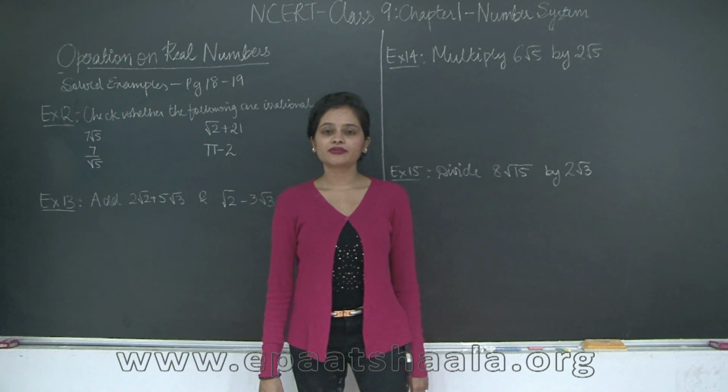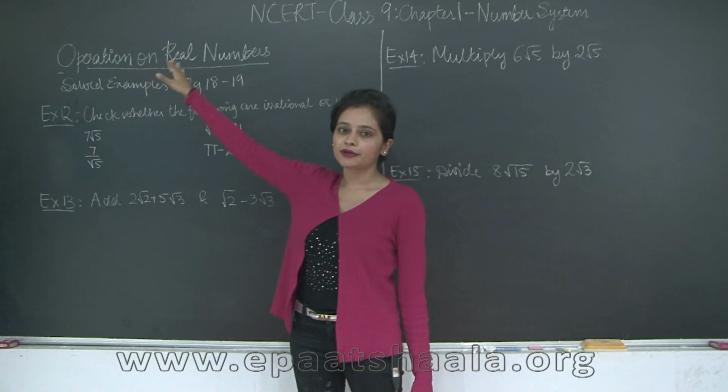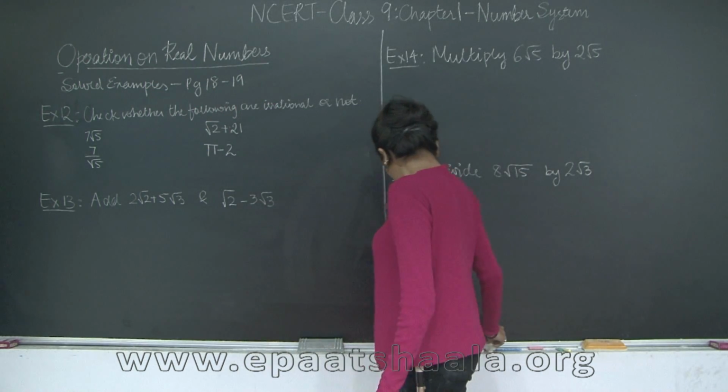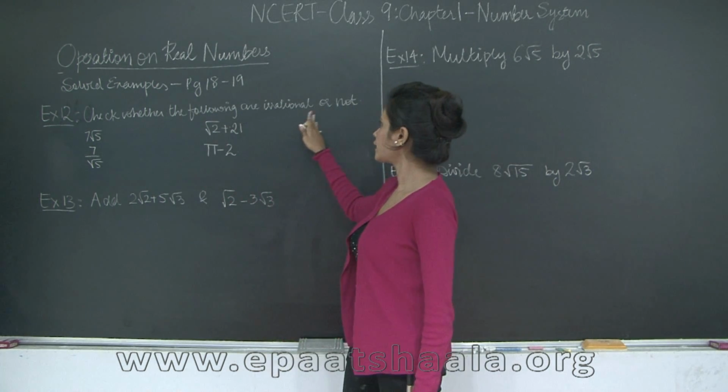Students, let us take a look at a few solved examples from your textbooks on pages 18 and 19 based on operations on real numbers. Now, first question, which is the 12th one: check whether the following are irrational or not.